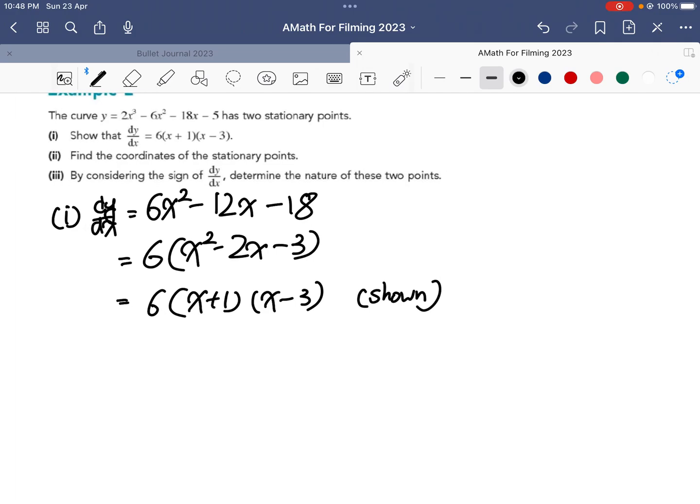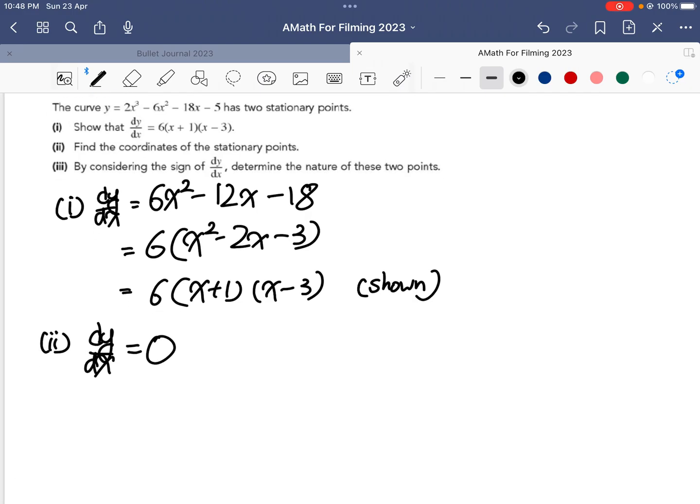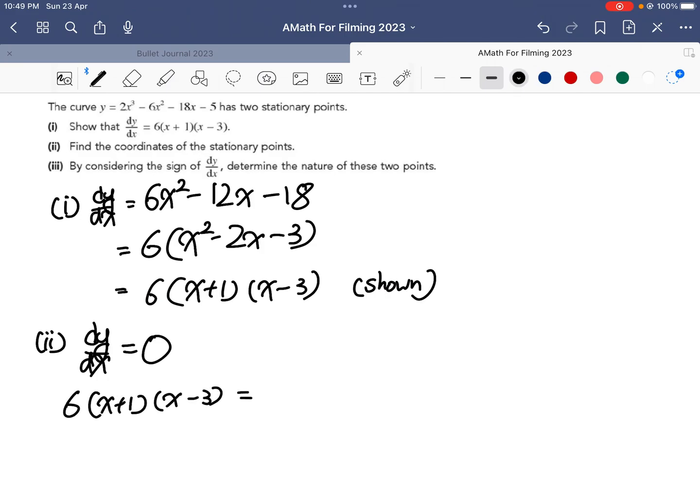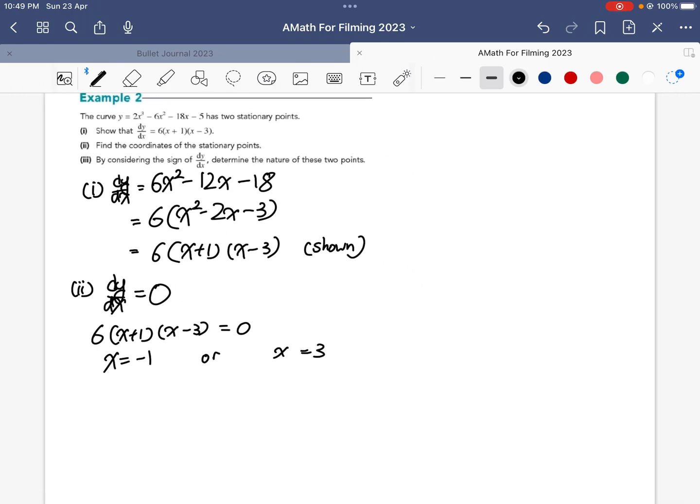Now part 2 is to consider and to find the stationary points. As we have learned in the earlier example, to find the coordinates of the stationary points, what I want is to find where dy/dx is equal to 0. So given that I've already had this very nice expression over here, I just equate that to 0. So my x value is negative 1, or my x value is equal to 3.